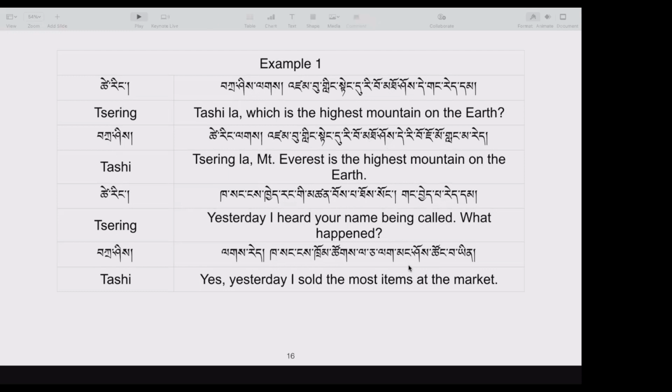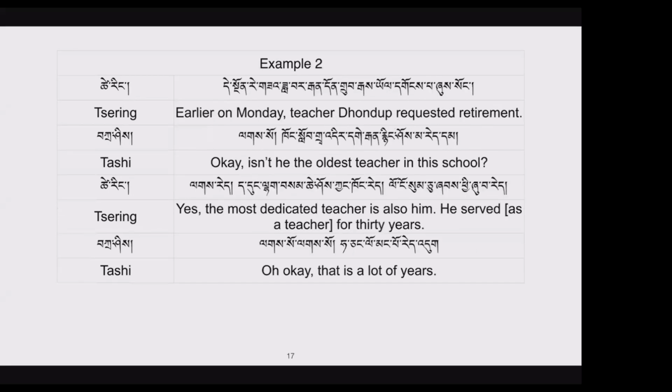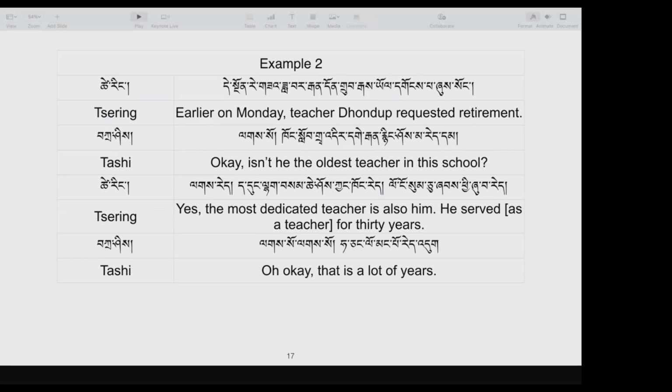Example 2. So this is not related to the earlier examples.